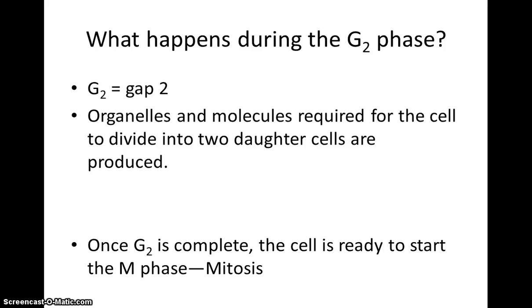All right, the last phase in interphase is G2 or gap 2. And here there's a few more organelles that are going to get made, and also a lot more molecules and proteins. But these are going to be things that are pretty much just needed for the cell to divide. So once we get more into mitosis, we'll focus on what those organelles are. But remember, most of the cell organelles were made back in G1. Finally, it is important to note that once G2 has been completed and all these additional molecules are made, the cell is now ready to go into the M phase and start specifically mitosis.